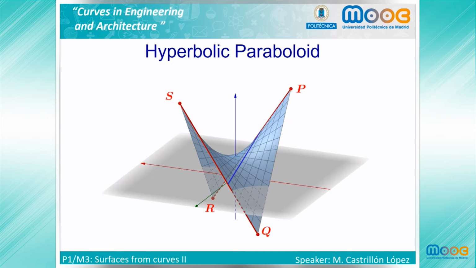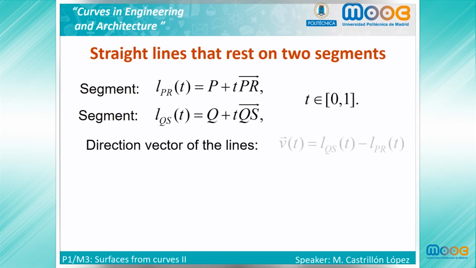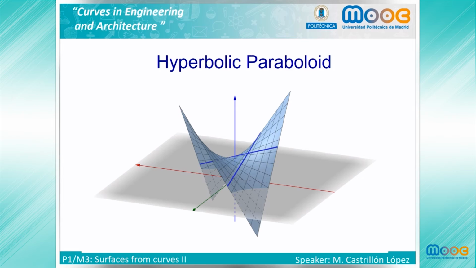We can easily repeat the construction by considering the direction vector of the straight line as joining the points of the segments PR and QS. We obtain the corresponding direction vector and another parametrization of the surface. We have parametrized the surface in two different ways, such that for each parametrization we can see a family of lines forming the surface. Therefore, we have seen that the surface is a doubly ruled surface.